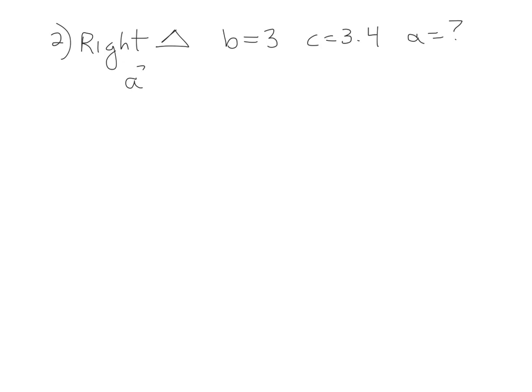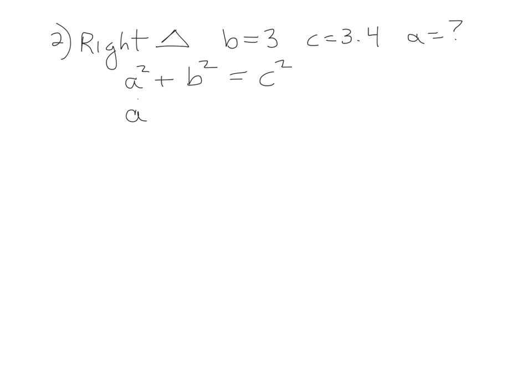All right, here's a second example. Again, let's say you know you have a right triangle. That's a symbol for triangle. And let's say B equals 3. You're told B equals 3. C equals 3.4. And let's say you don't know what A is. All right, so A squared, or leg squared, plus the other leg squared, which is B squared, is always going to equal C squared. And you just substitute in.